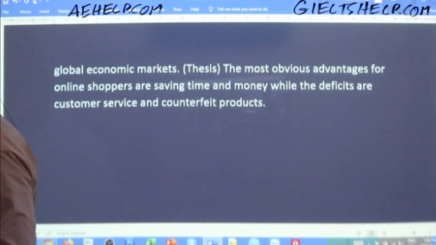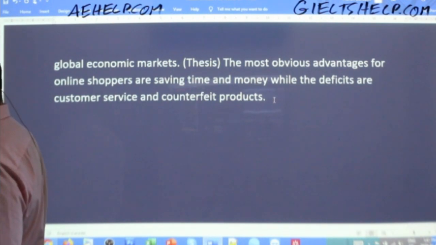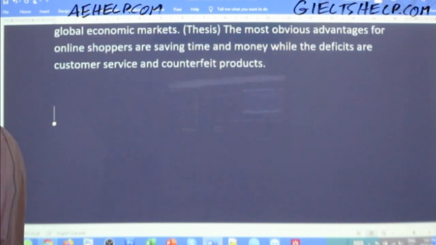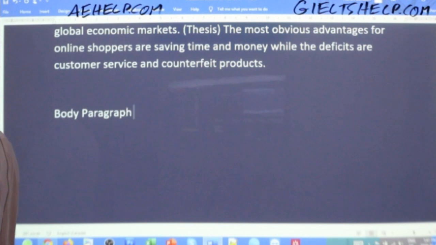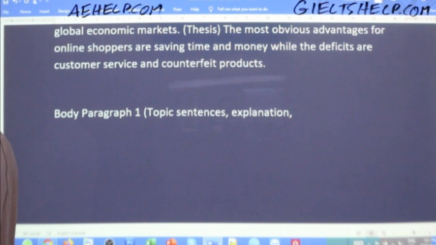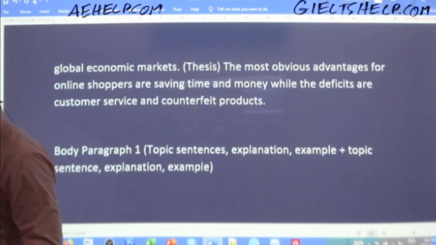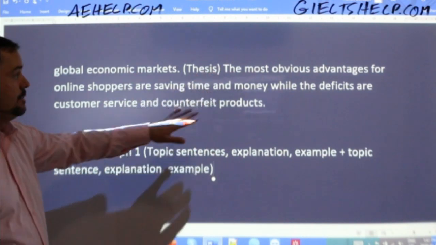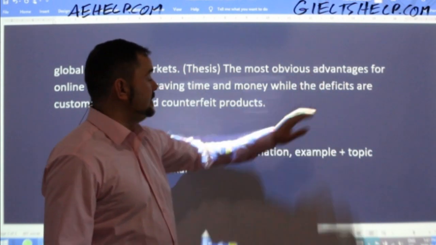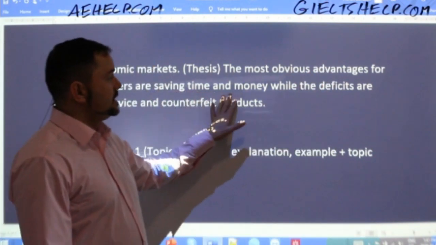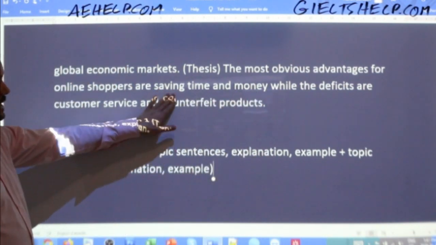So let's do body paragraph one. Okay. Now, body paragraph one, we're going to do it in this way. So topic sentence, explanation, example, plus topic sentence, explanation, example. Okay, so this is going to be our approach because you see, members, we have 2 points for each body paragraph. So the first body paragraph is the advantage. The advantage is saving time and saving money. So let's start by saving time, okay?